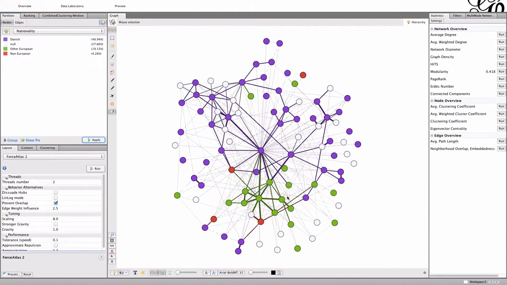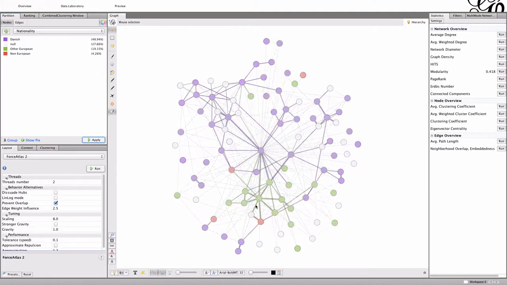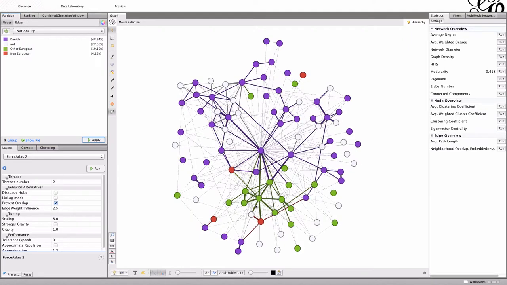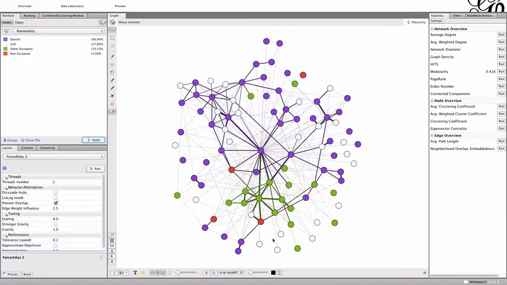There are some people that might be particularly interesting, or some actors, I would say, in terms of their patterns of connection. For example, here we have a non-European who is connecting very different groups, and is in an interesting position to be an enabler of conversations between people from different nationalities. And this is something you spot really quickly when you look at the graph.